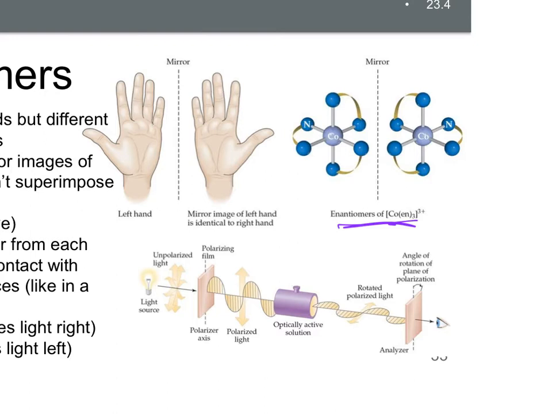This is one of the isomers, the optical isomers, and this is its mirror image. Okay, see how that's the mirror image? Now there's no way that I could rotate this to make it so that it's superimposable.